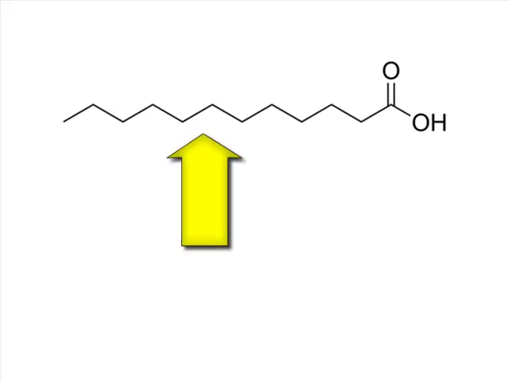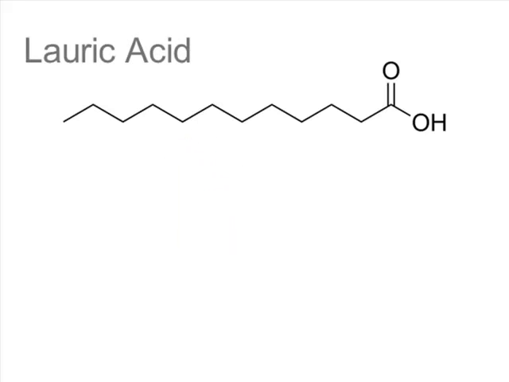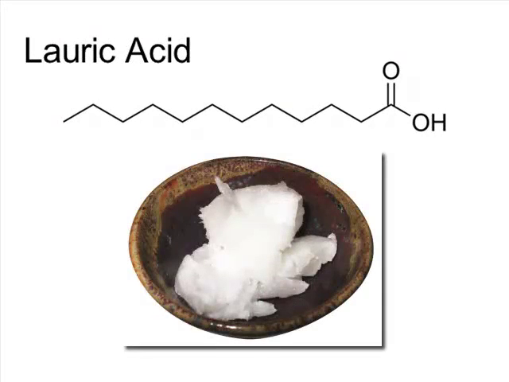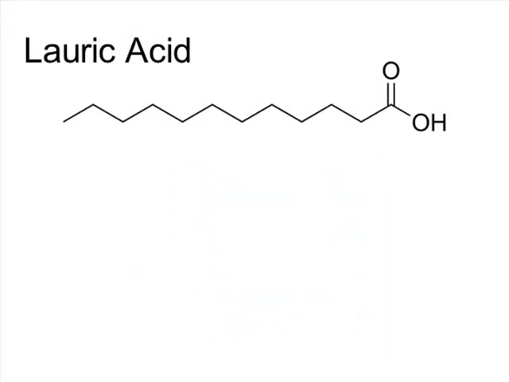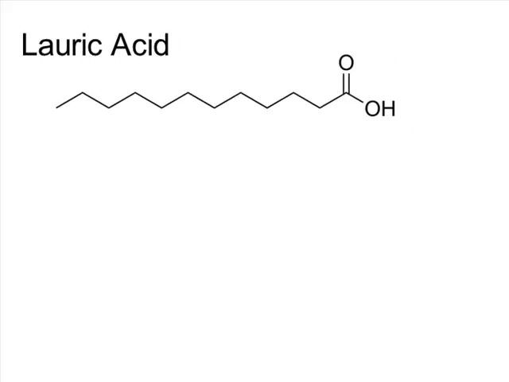chain. This particular fatty acid is what's called lauric acid. Lauric acid is found in many different foods. One of the ones it's most famous for is coconut oil. That's a little bit of a misnomer because coconut oil is actually more of a whitish sludge. You can actually buy it at the store. It smells great and it's great for cooking. But it's not terribly healthy for you, and here's why.